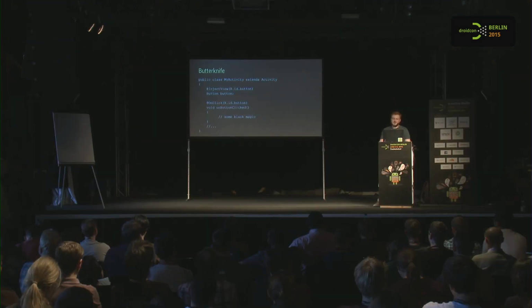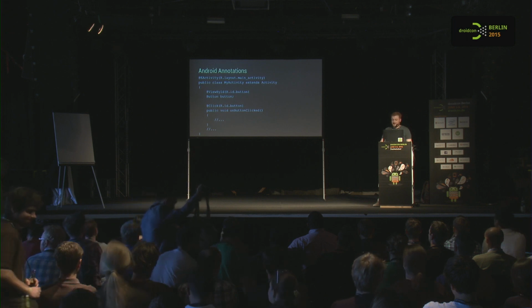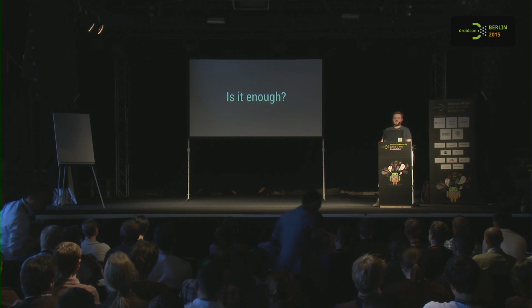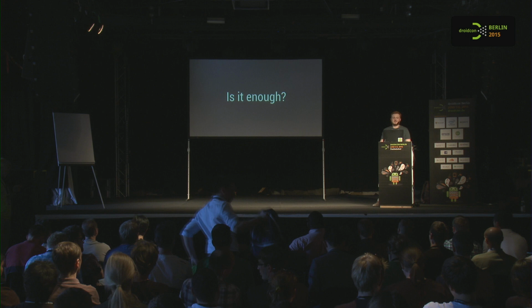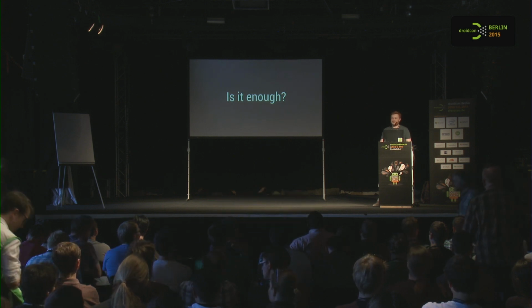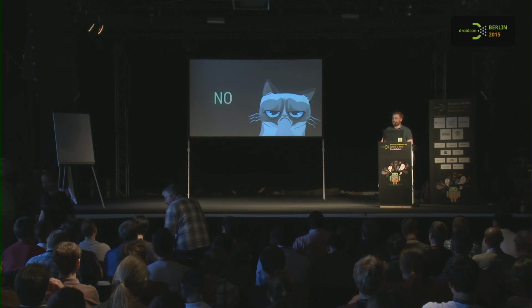We can use, for example, Butter Knife to remove this findViewById stuff and have better on-click connection. But, for example, we have Android Annotations too. However, the real question is, is it enough? So who thinks that these solutions are enough for us? Please raise your hand. Okay, so you are on the right talk today, because the correct answer is no, it's not enough.